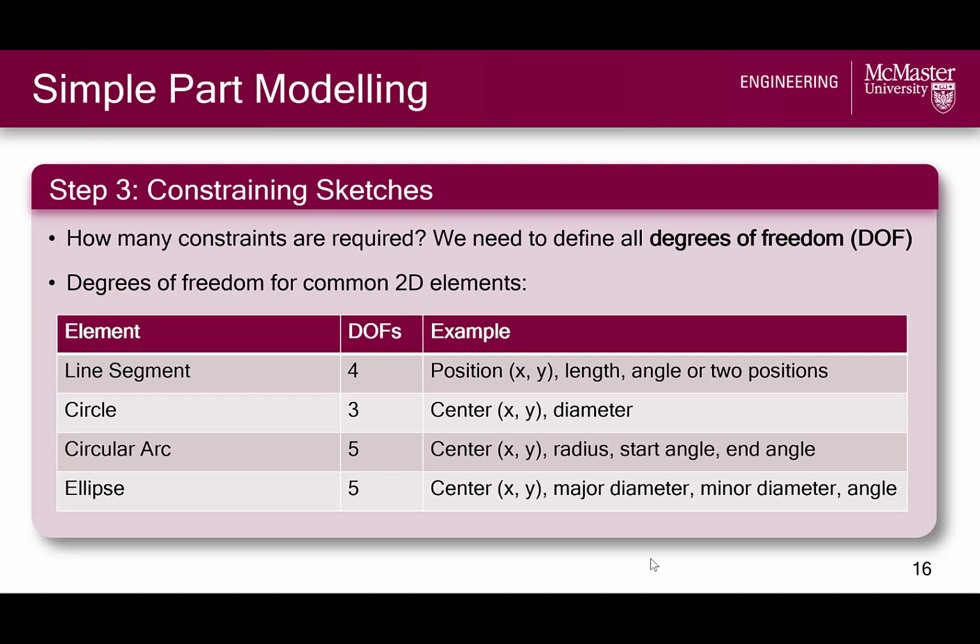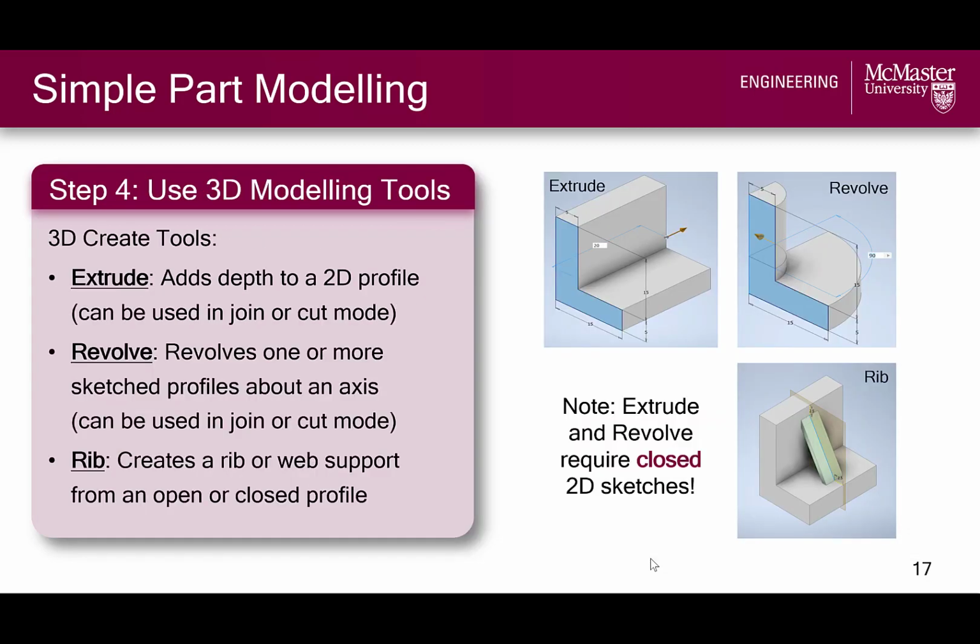So after making a 2D sketch, we should always fully dimension and constrain it to remove these degrees of freedom. Once we have our fully dimensioned 2D profile, we have a number of 3D Create tools that we can use to bring our 2D sketch into 3 dimensions. The Extrude tool adds depth to a 2D profile, while the Revolve tool revolves a profile about some axis to obtain a 3D part. Note that both of these tools only work for closed profiles, so you have to keep that in mind when you are creating your sketch.